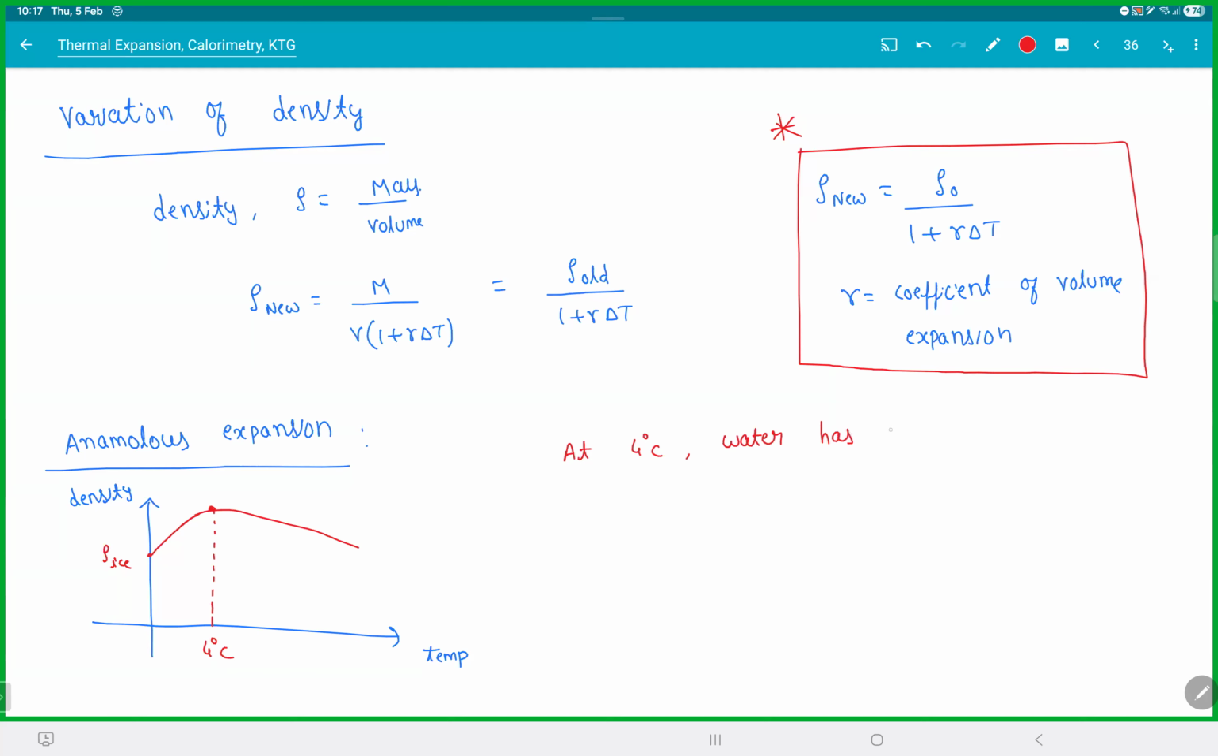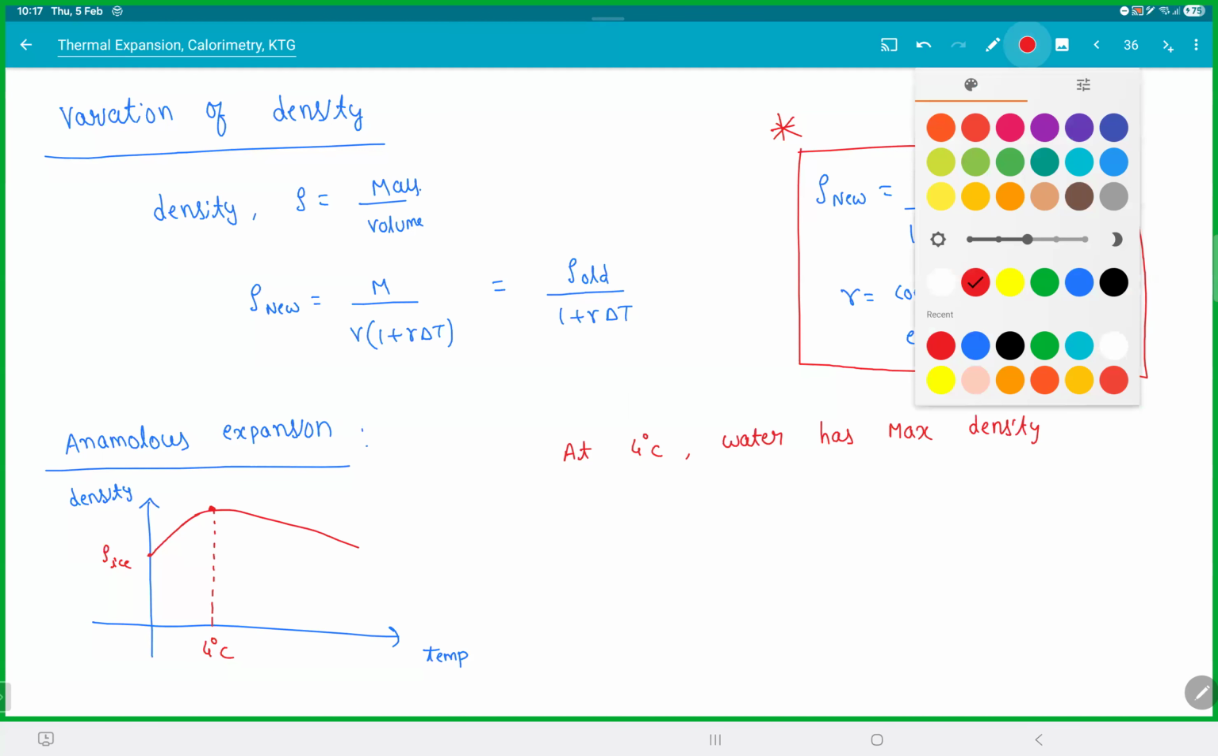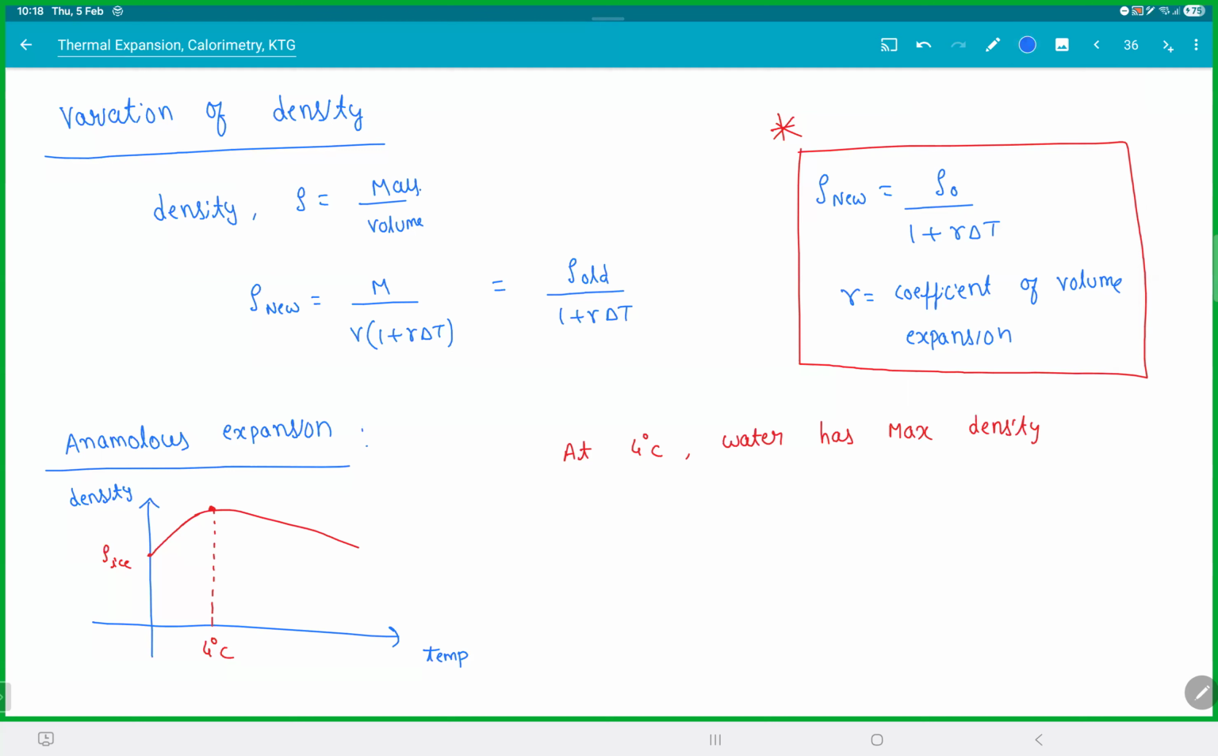And when there is a winter, right? Normally, what happens? The upper layer of the lake gets frozen. The fish at the bottom are still happy. They're just moving around normally. And when the summer comes, ice melts, and again things go back to normal. So that's your anomalous expansion there. So 4 degrees water is the maximum density. Clear with this?